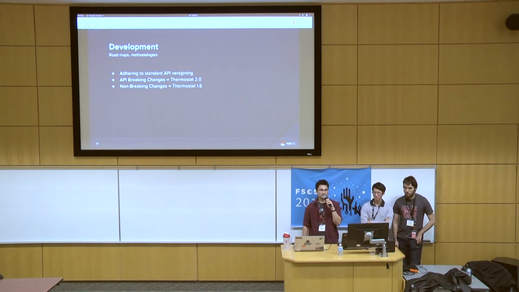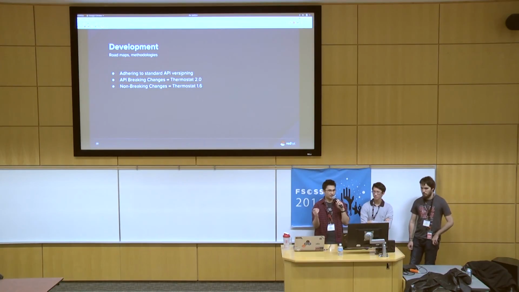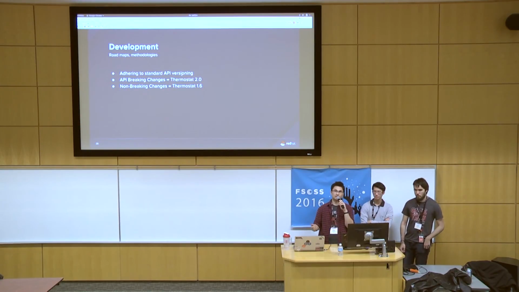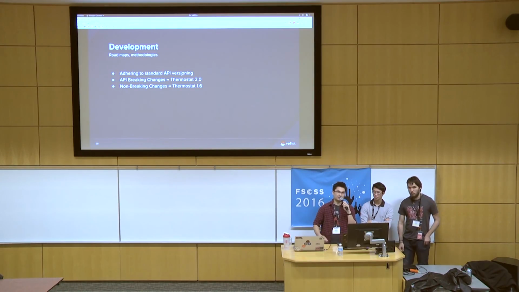And we have a different development methodology where all of the stuff that we're currently working on goes into the latest branch. So this is Thermostat 2.0, and everything that we're currently working on goes there. And then once it's time for a release, we backport things, making sure that the API is very stable, and then that's what gets released.